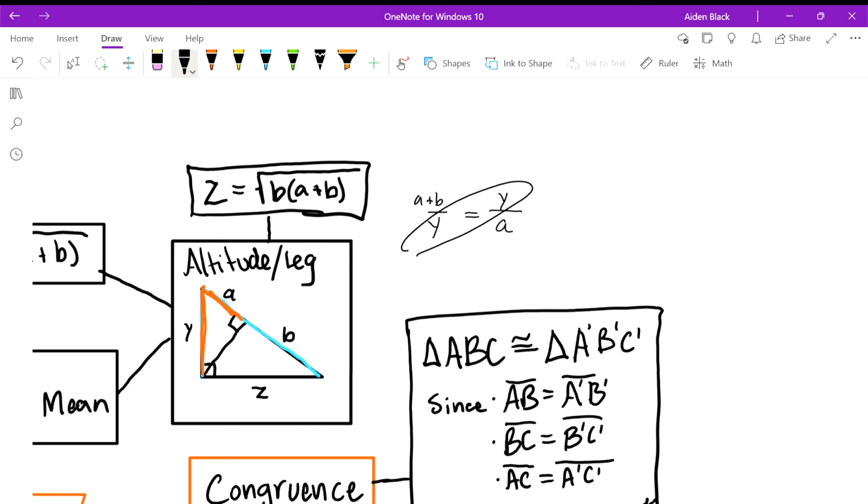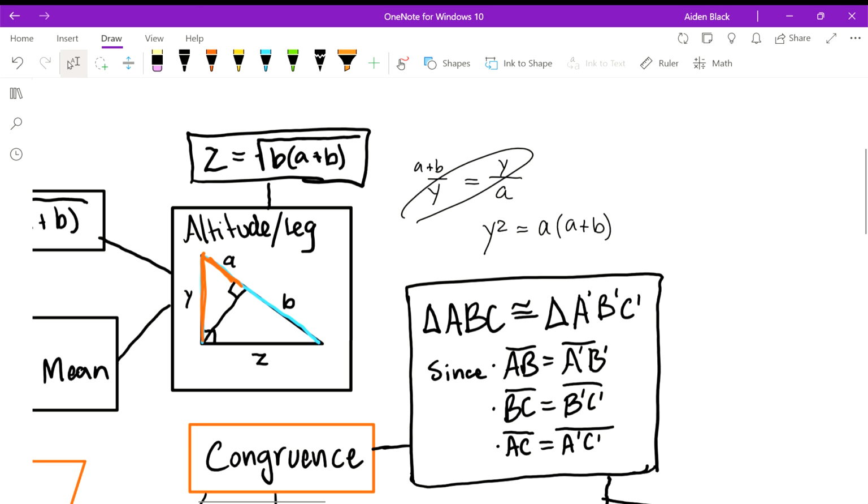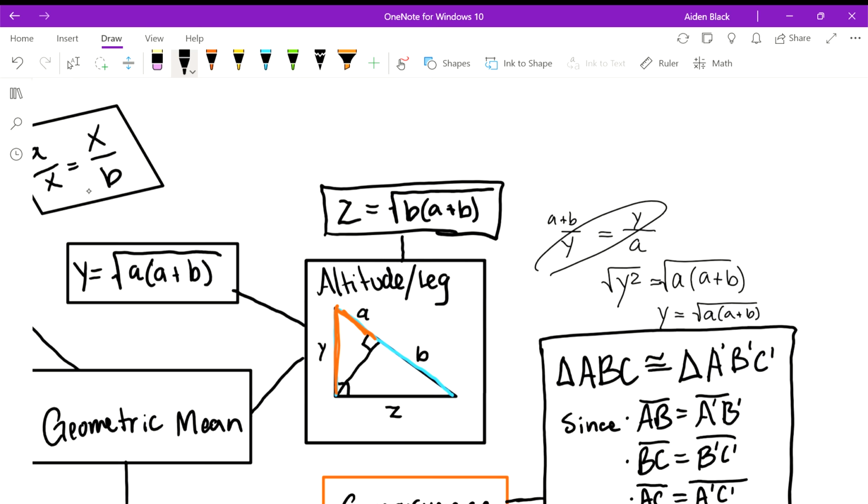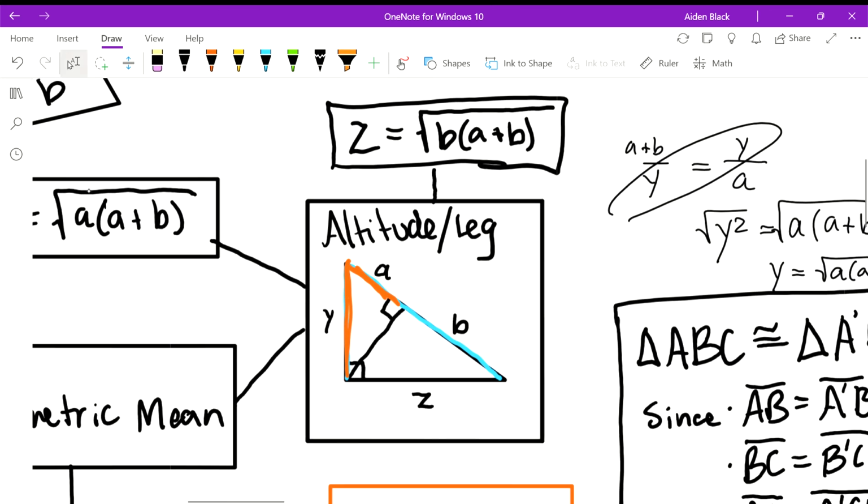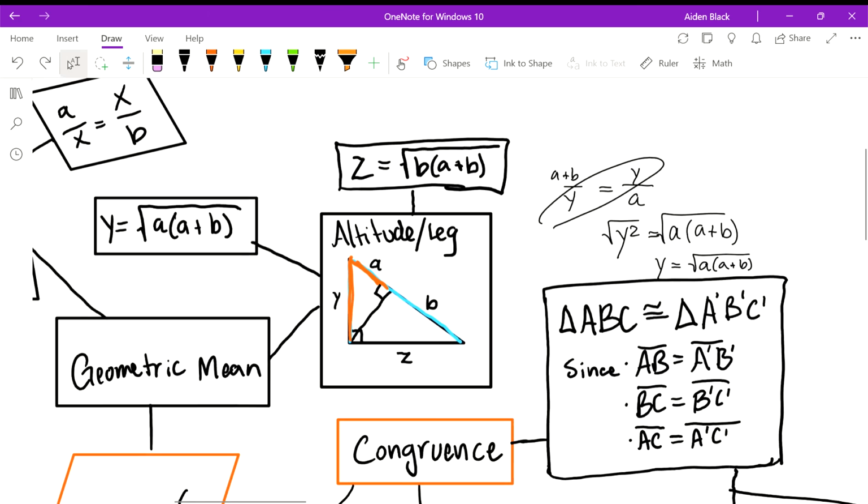When we cross multiply, y squared is equal to a times a plus b. And remember, we want y by itself, so we take the square root of both sides. The square root gets rid of the square, and we get y is equal to the square root of a times a plus b. And that's the shortcut I wrote right here. Z is similar, right? Z is on this side. So instead of using a, we end up using b, as you can see right here. But a plus b here is the hypotenuse. That's something to definitely remember.